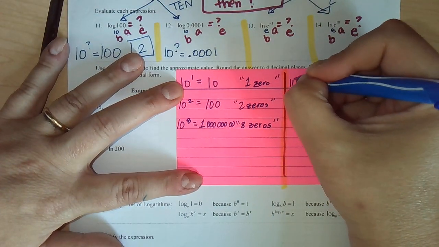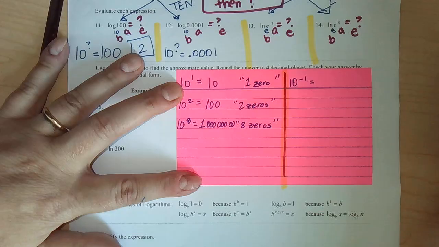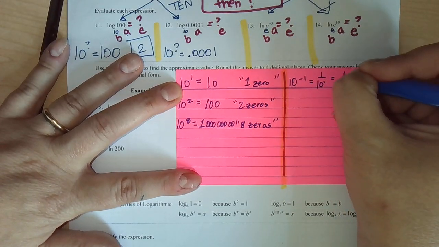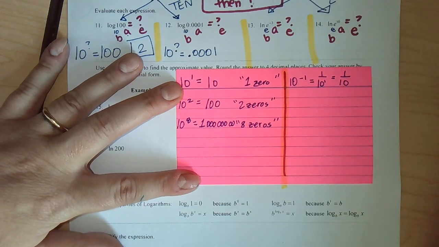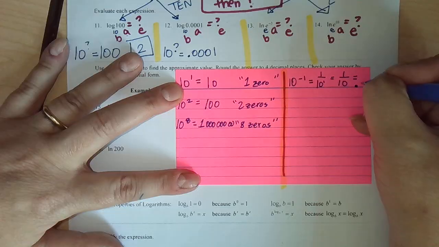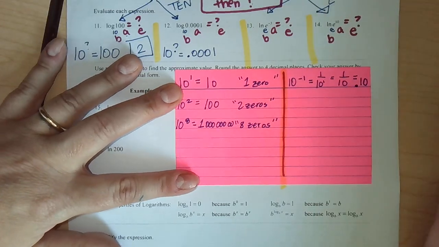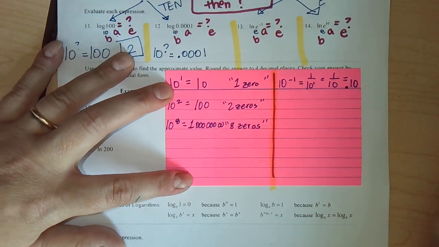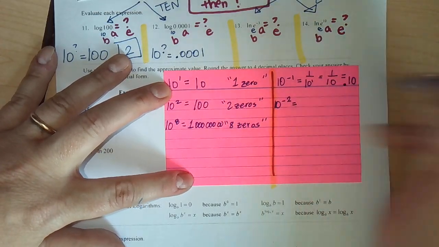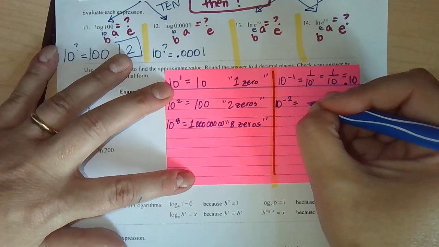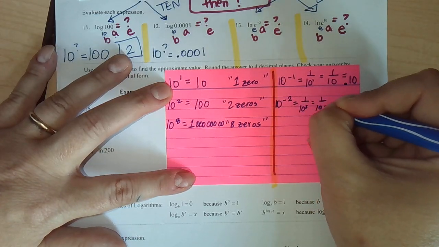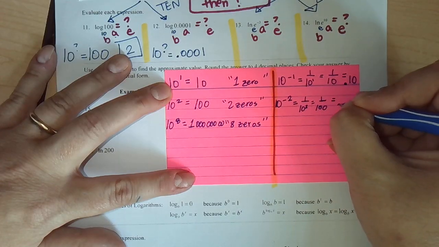How about 10 to the negative 1? Well, that makes 1 over 10 to the 1, or 1 over 10. And what's 1/10? 0.1. Okay, let's go again, see if you can see the pattern. 10 to the negative 2 is 1 over 10 squared, or 1 over 100, or point.